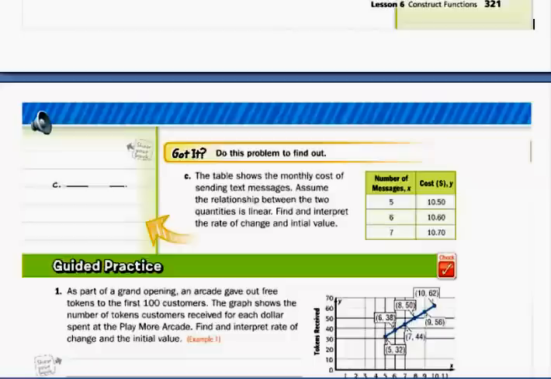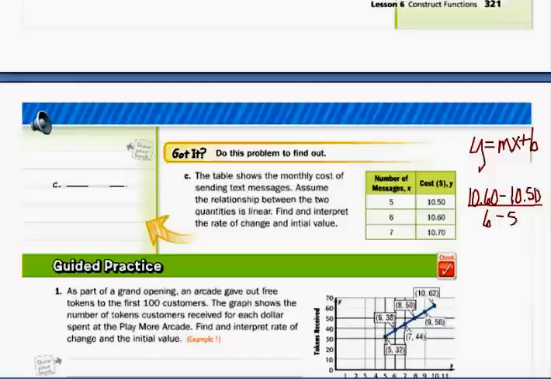Okay, one more time. Let's go through this. We know that we need y equals mx plus b. So we need to know the rate. So I'm going to take y2, 10.60, minus y1. I'm just choosing to use the two smallest. Again, that's just my preference. Over x2, which is 6, minus x1, which is 5. So I've got 0.10 over 1. So my rate, 10 cents per message.